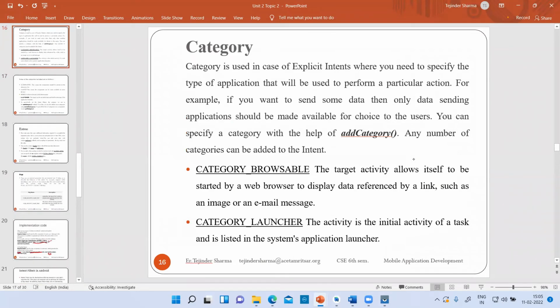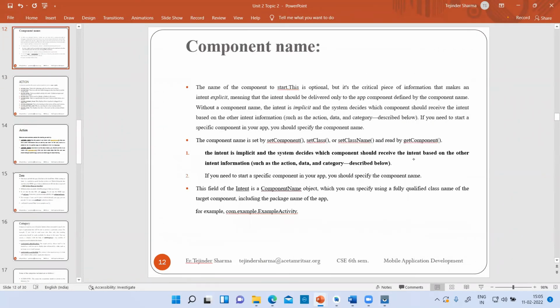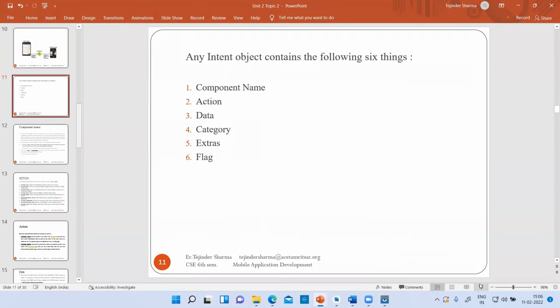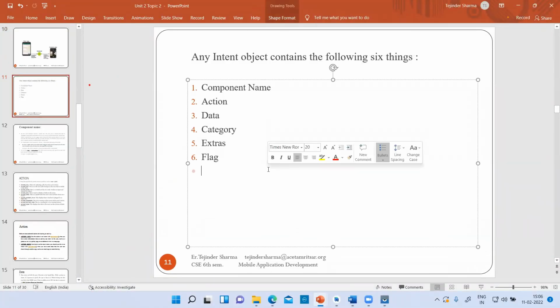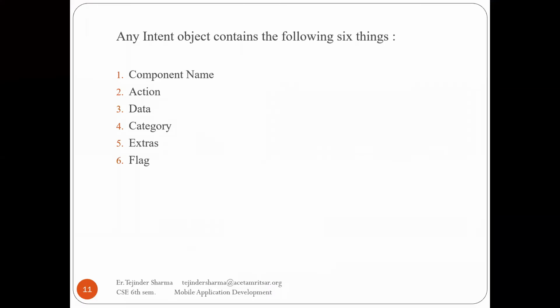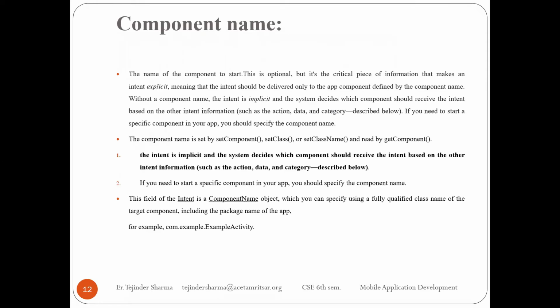Before that, we should do the components of the intent. So there are 6 components of the intent. First is component name, second is action, third is data, fourth is category, fifth is extras, and sixth is flag. So first is component name. As the name states, it is optional but a critical piece of information.